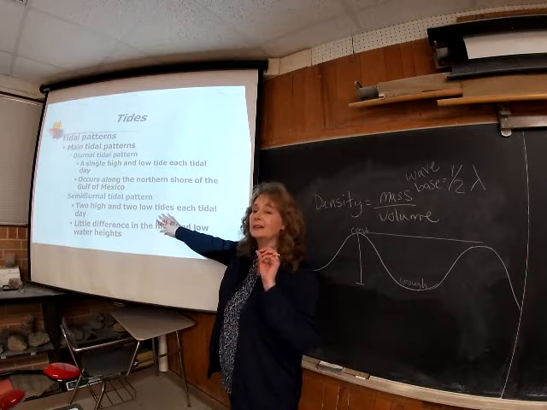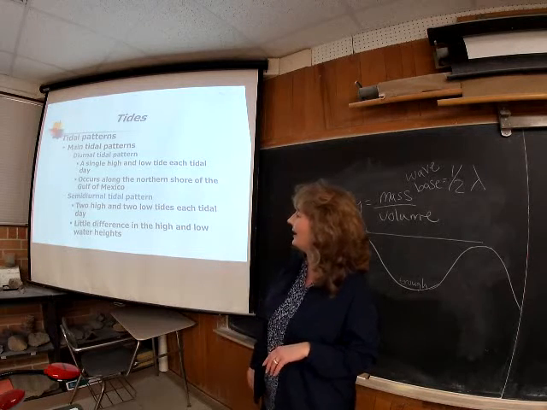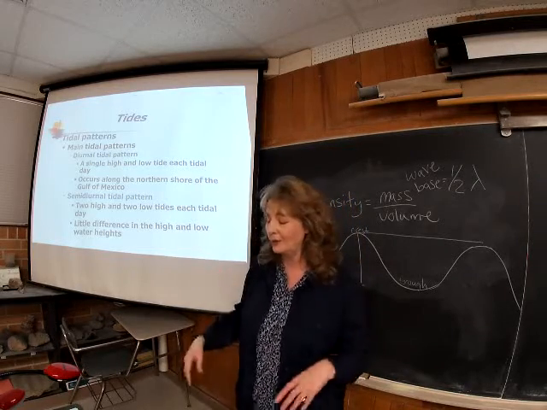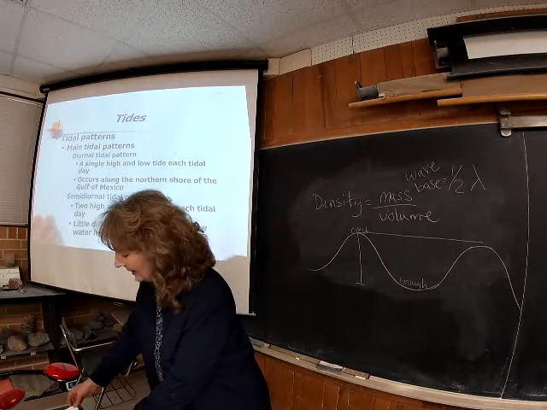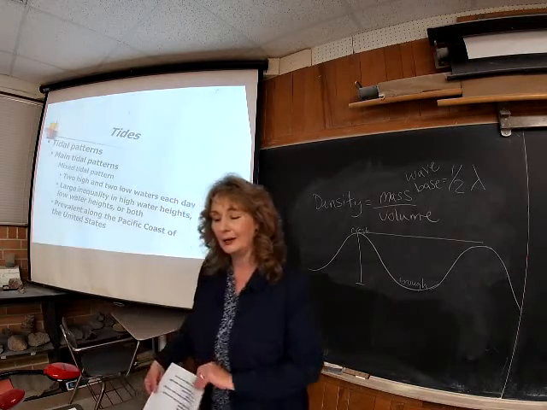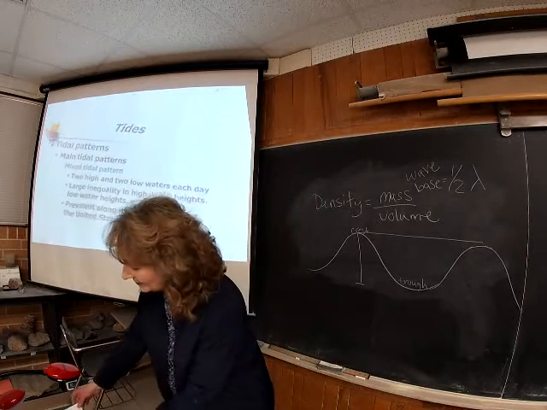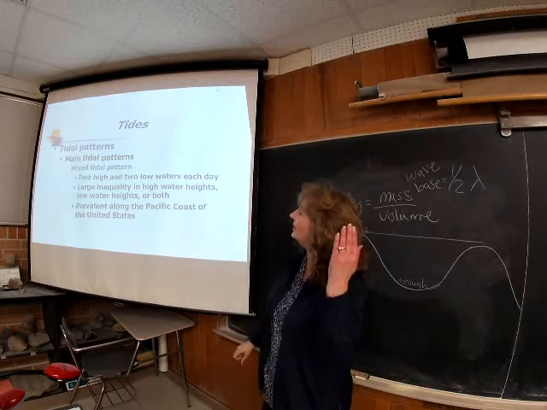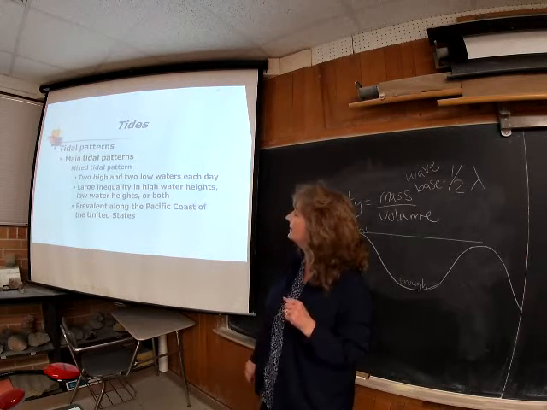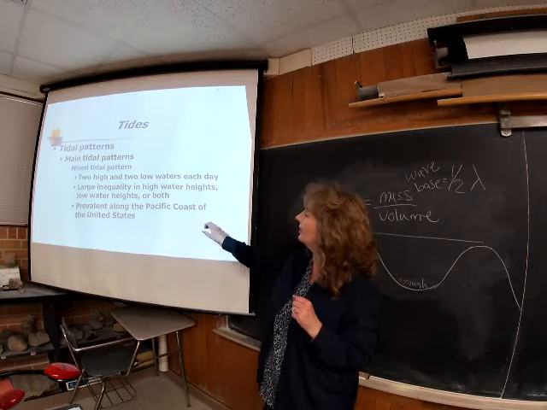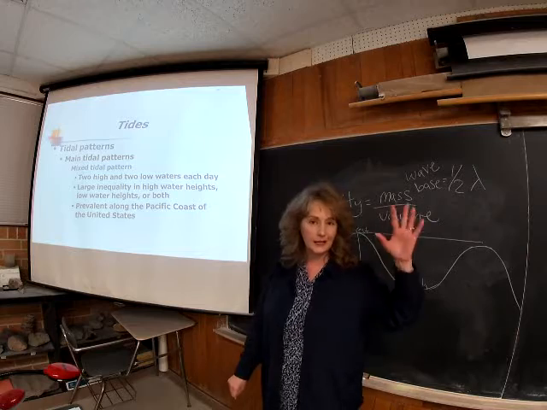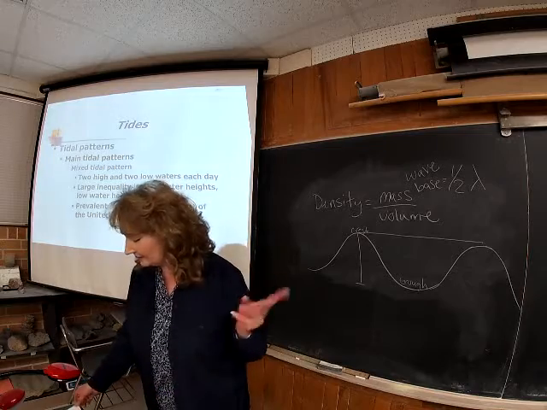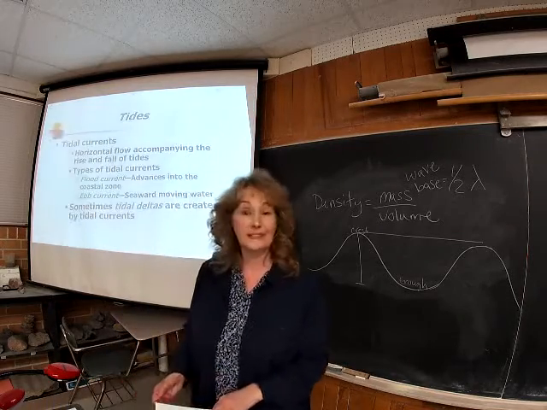Semi-diurnal, you get 2 highs and 2 lows each day, okay? Little difference in the high and the low water heights, so they're fairly equal for high versus low. That's a semi-diurnal pattern. Mixed tidal patterns, you get 2 highs and 2 lows, but they're very different. So large inequalities in the high waters and in the heights of the lows as well. We see that along the Pacific coast in the United States. So think out there on California, on our west coast by the Pacific Ocean.